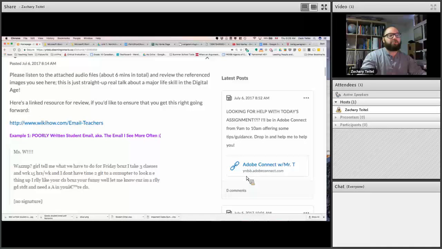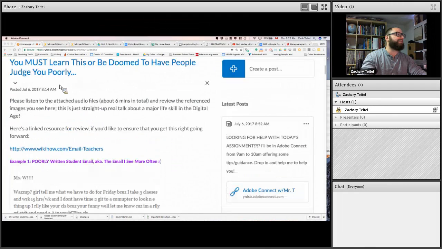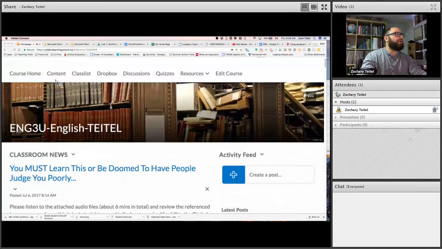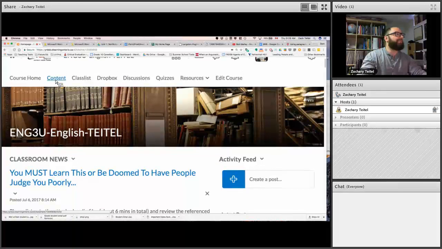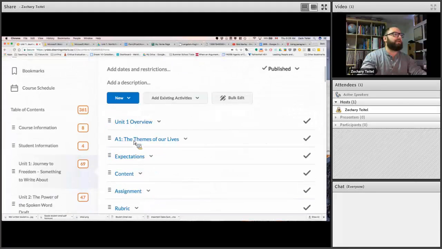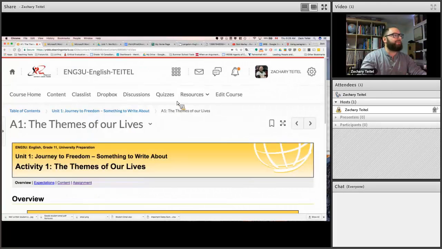Okay, so moving along to today's content, to today's activity and assignment. The first activity of the course is indeed the actual first activity as laid out by the Desire to Learn learning environment, right? So we go to activity 1, the themes of our lives. And the first thing we see is this overview.